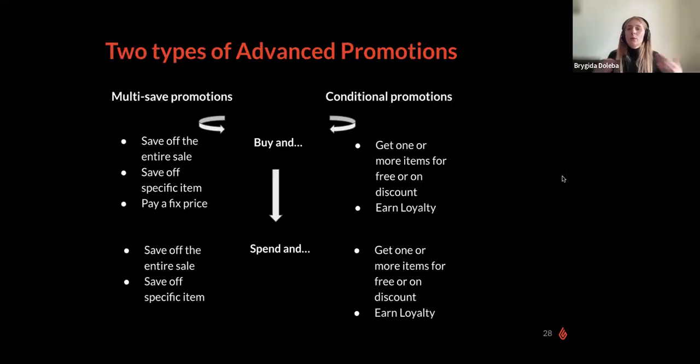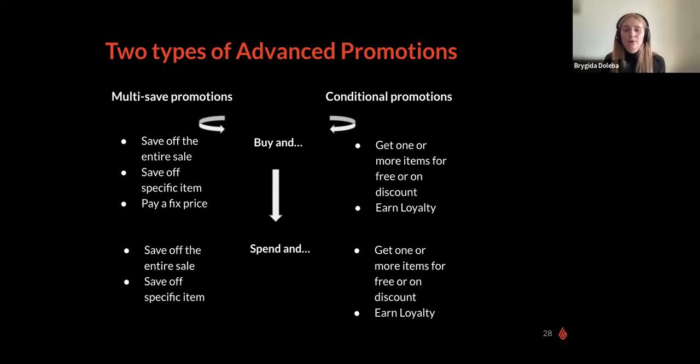Next, we'll move on to advanced promotions, which have a bit more functionality. There are 2 types of advanced promotions: multi-save promotions and conditional promotions. Both of those offer buy and as well as spend and options. For multi-save promotions, buy and you can save off the entire sale, save off a specific item, or pay a fixed price. For the spend and option, you can save off the entire sale or save off a specific item.